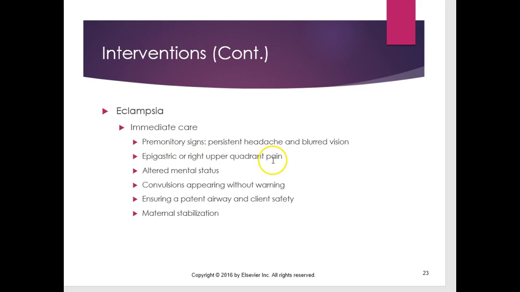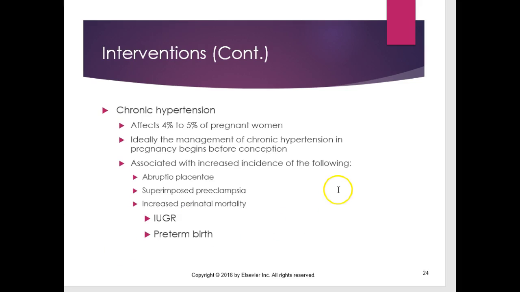Epigastric or right upper quadrant pain, altered mental status from the ICP, convulsions appearing without warning. Our job here is to ensure the patent airway and client safety. So, you know, when they're seizing, the baby's getting no oxygen. So we need to have the side rails up, have them padded, make sure anesthesia is aware, and maternal stabilization. You guys, when people are seizing, the baby gets no oxygen. So a lot of times we do a stat C-section.